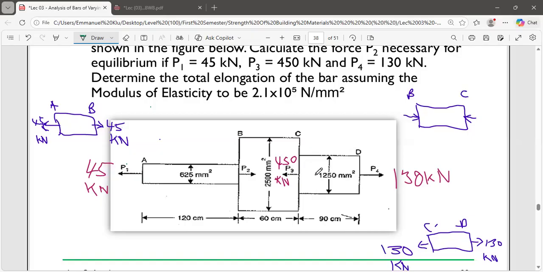So everybody, quickly point that and tell me the answer. I want the answer from someone. 450 minus 130, we're going to get 320. So that answer of 320 should tell you that here is going to be 320 kilonewton. And the other place is also going to be 320 kilonewton. As simple as that.